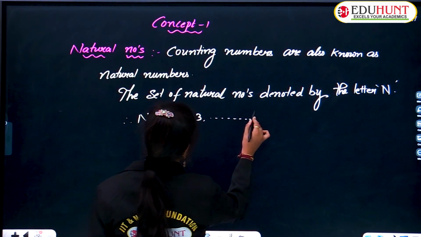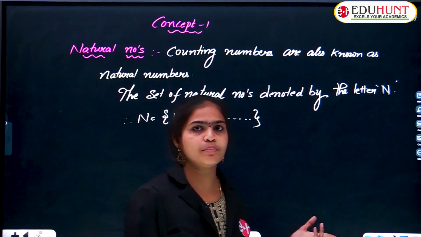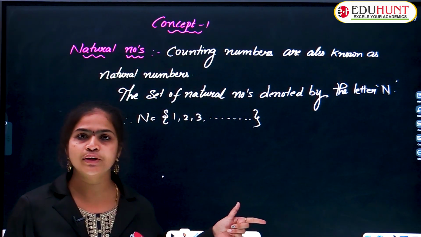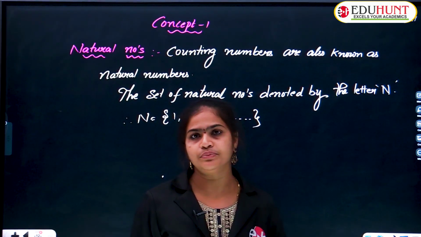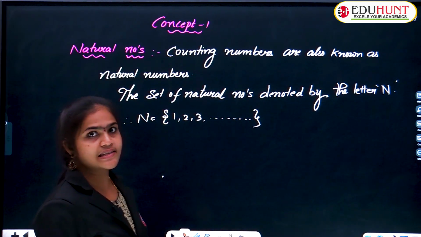What is the smallest natural number? 1. What is the greatest natural number? Undefined, we can't say that. Here, are natural numbers positive or negative? Natural numbers are always positive. Understood? And here predecessor and successor are also there.